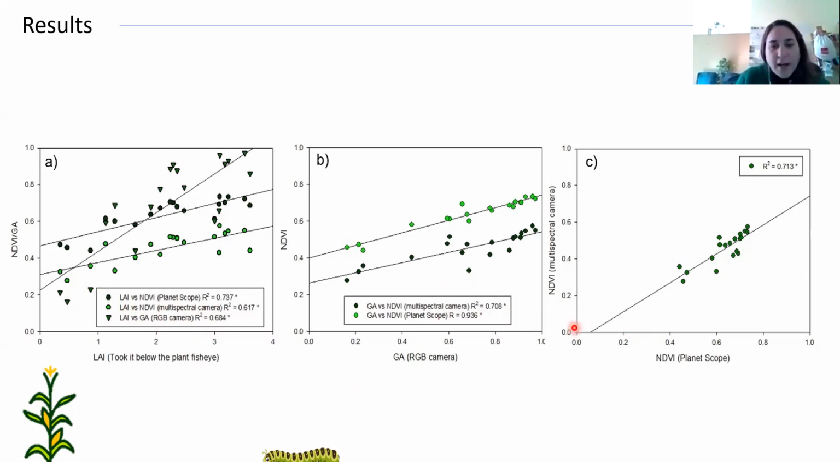GI versus NDVI is 0.93. That is a relevant thing because the GI from 5 meters and from the Planetscope are really close. And for the last one, we compare the multispectral camera against the Planetscope NDVI, and it is 0.71. With respect to satellite data from Sentinel, we could not use it because all this data was taken on the same day, the 28th of May, and we do not have Sentinel data from that day.